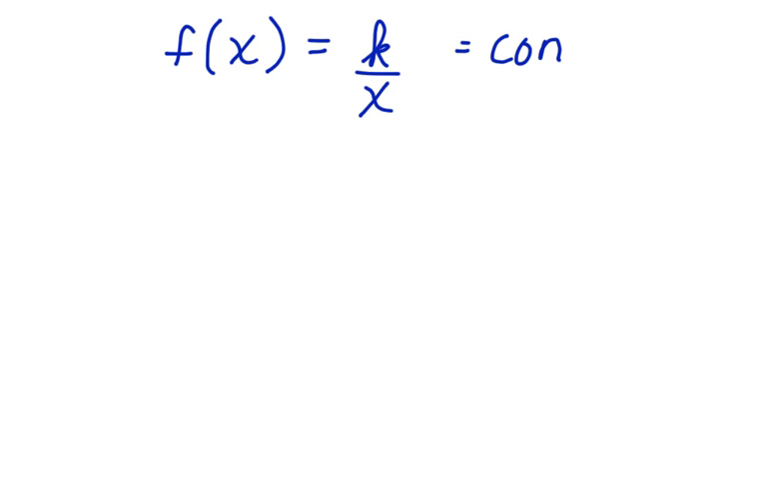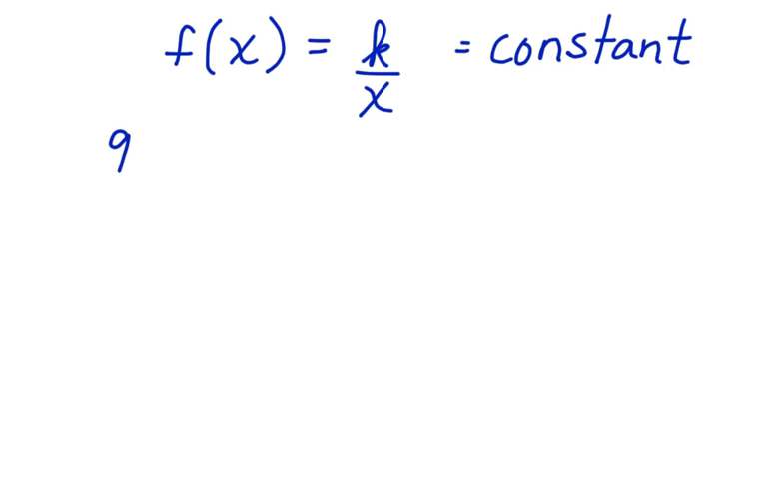This beach problem is an example of an inverse variation problem. So to solve it, we're going to use an inverse variation function, and it has the form f(x) = k/x, where k is the constant of variation and cannot equal 0.